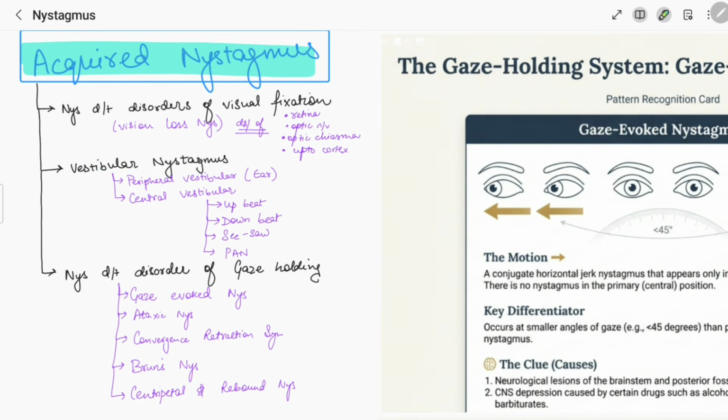Another classification may be according to a clinician, how the patient presents, like the nystagmus can be vertical nystagmus, or it can be horizontal nystagmus, or it can be something complex that cannot be categorized as vertical or horizontal. So we'll approach both these things because we need to understand the etiology, and also we need to diagnose according to a clinician's perspective.